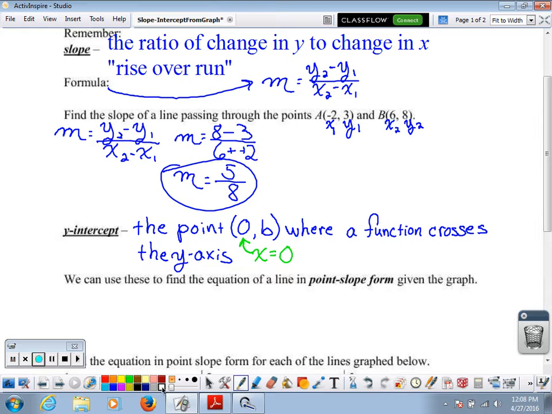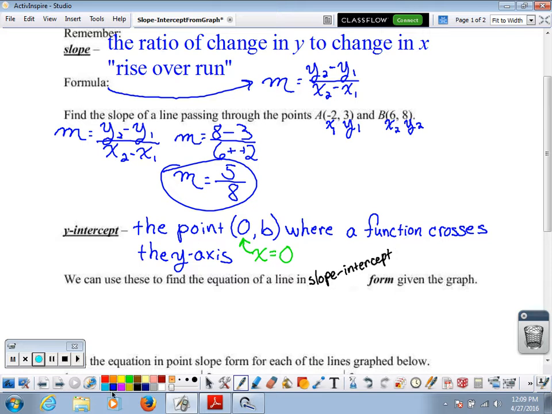Next up, we're going to take the y-intercept and the slope, and use them together to write the equation of a line in, I know it says point-slope form, but it should say slope-intercept form. I know it says point-slope. That's something else. You'll learn about that one later on.